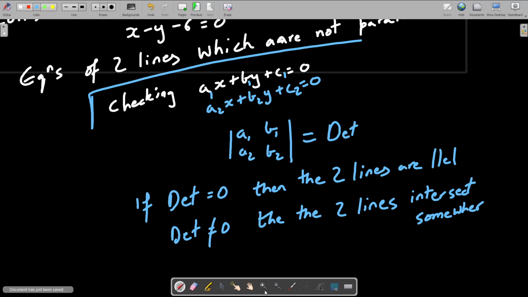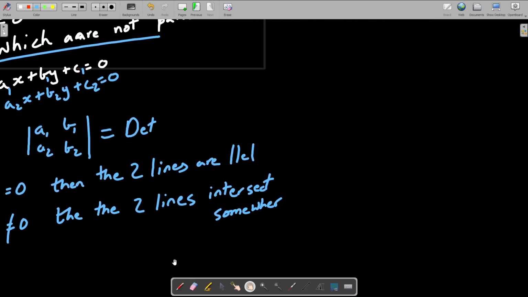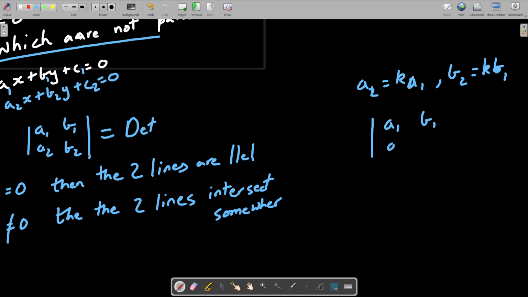See, what I'm saying is, if a2 is k times a1 and b2 is k times b1, what will be the determinant you're calculating there? It will be a1 b1 in the first row, and a2 b2 in the second, which is a1 b1, k times a1, k times b1. This determinant will be 0, no?